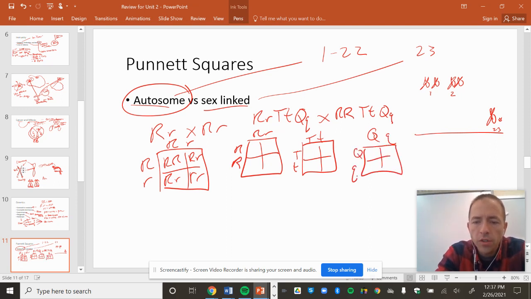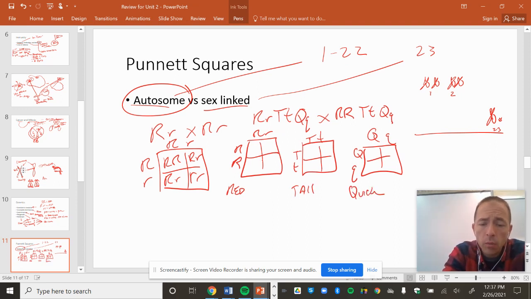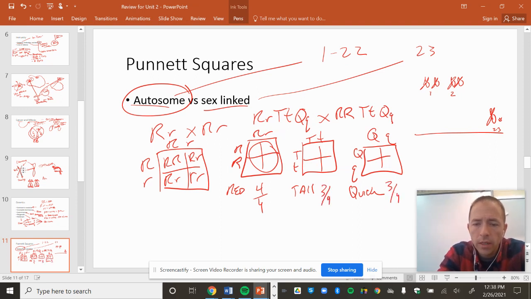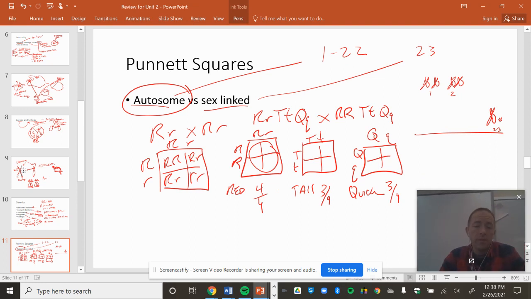And then, once you figure that part out, then you take each one of these. So if we were doing like, hey, what's the possibility of being red and tall and big Q being quick? Then you would take, well, in this one, all of them turn out red. So that's 4 out of 4. And in this one, tall is 3 out of 4. And then quick is 3 out of 4. So you just multiply all of it together, and that would be the possibility of getting a red, tall, quick child, right? So that's that.